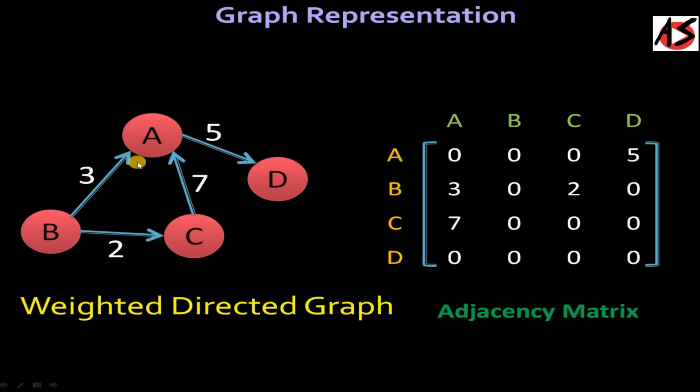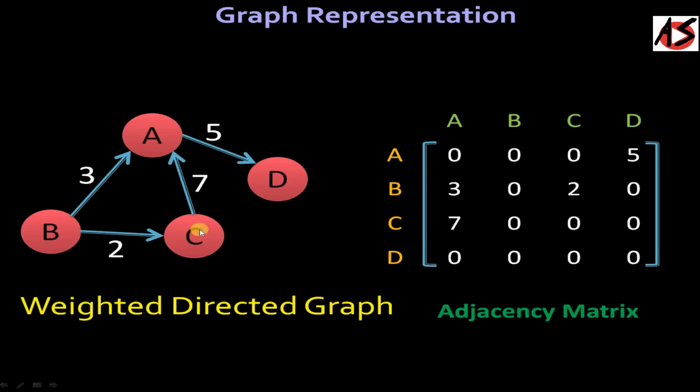Here you can see from B to A there is an edge with weight 3. So here for B to A, the value is 3. Now if you are talking about B to C, there is an edge with weight 2. So here for B to C, the value is 2.